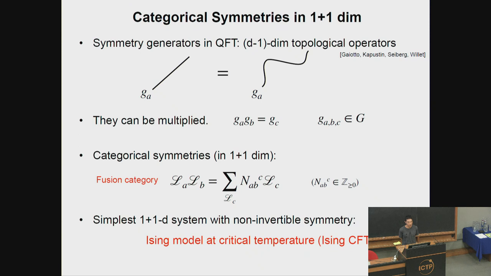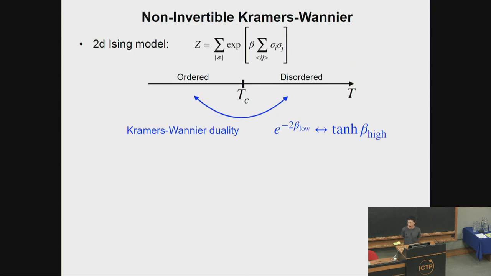And now you can ask, what is the simplest 1 plus 1 D system with this categorical, or sometimes called non-invertible, symmetry? And actually, there is a very, very simple model which exhibits this fusion category symmetry, which I think Sakura already talked about, which is the Ising model at critical temperature, which people often call the Ising CFT. So let me just very briefly review what they are.